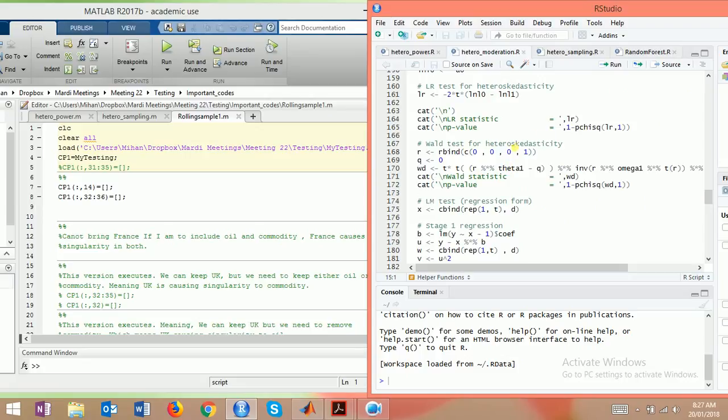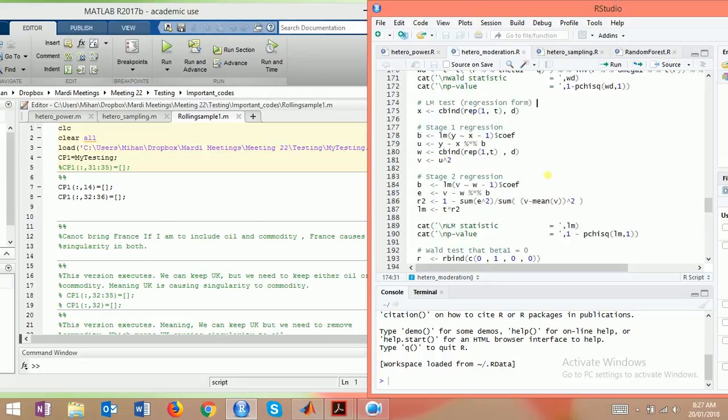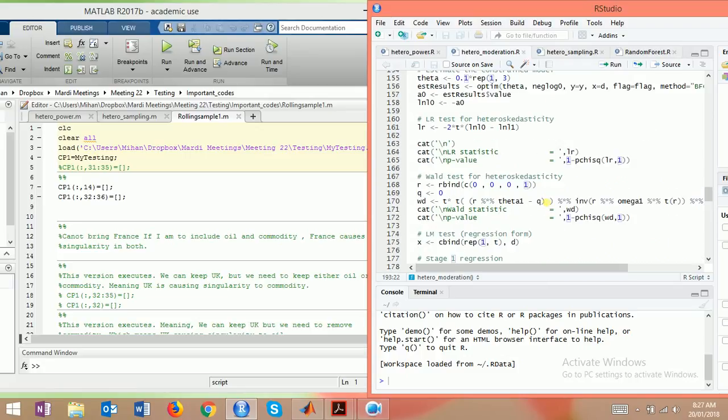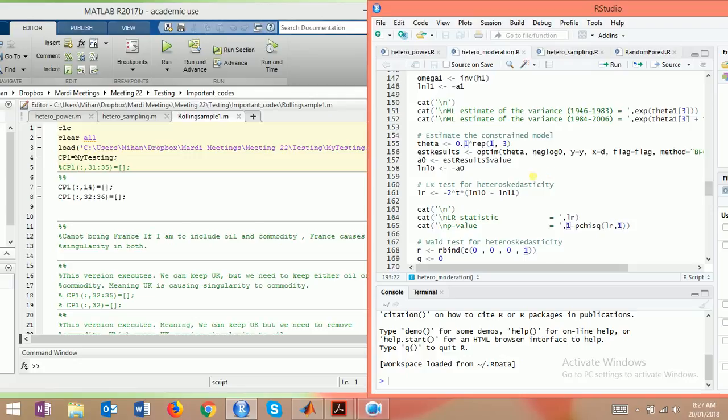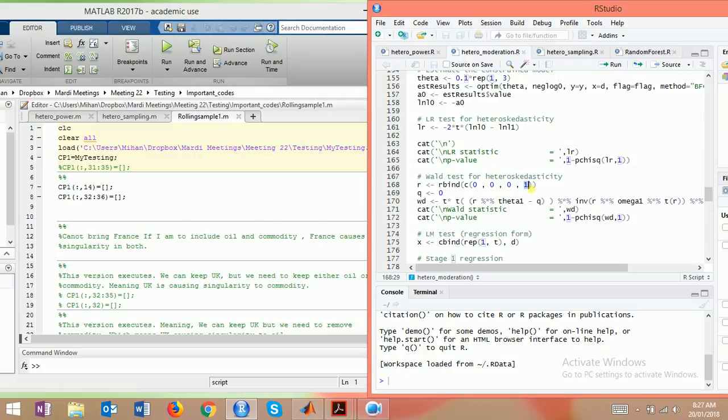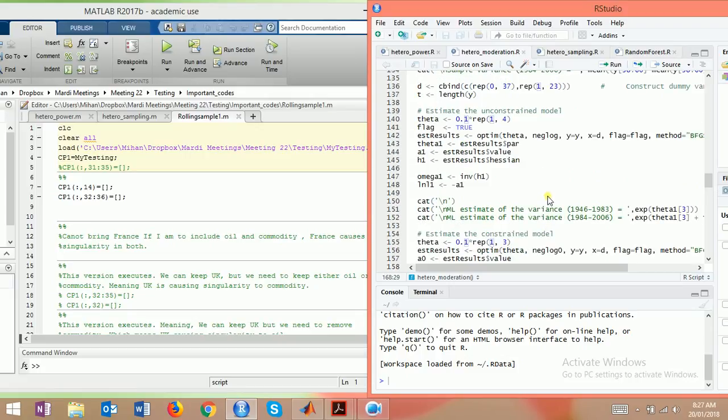LR Wald test 1, LM regression form, Wald test beta 1 equals 0. Here beta 1 equals 0. Here gamma 1 was 0, and the last element was 0. D was 0, where beta 1 is 0. This is telling you the whole story, nothing else.